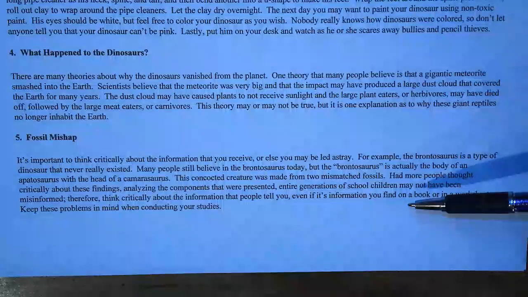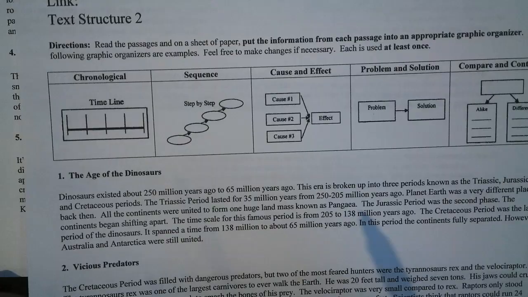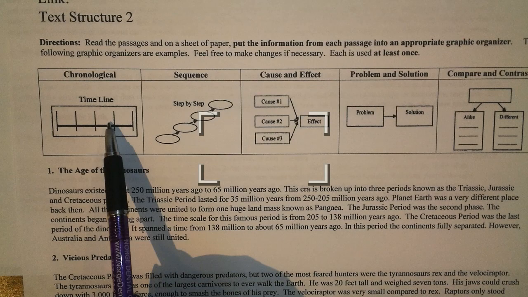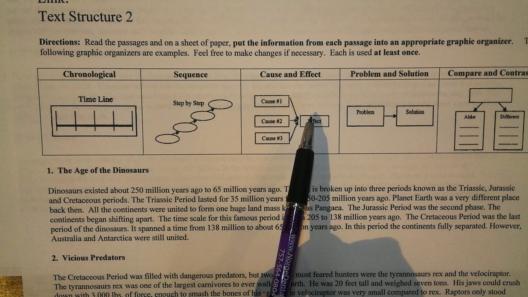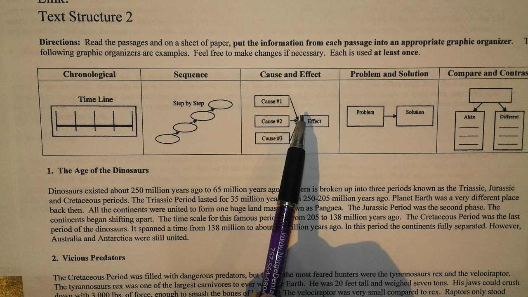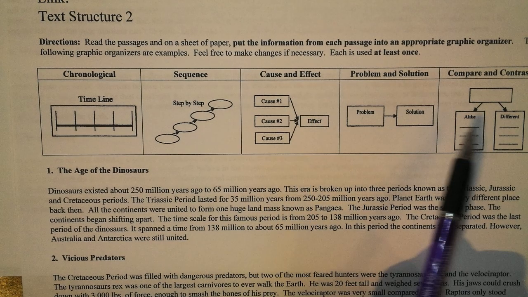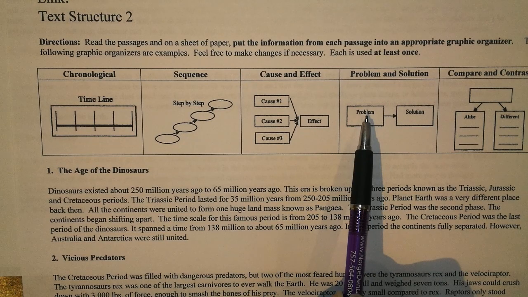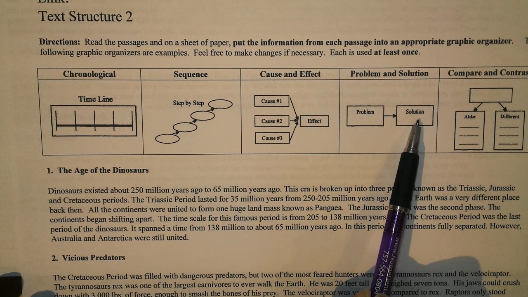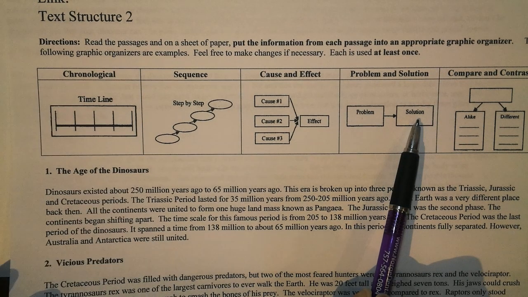Okay, so it's talking about them being mismatched. It's not chronological. It's not telling us step by step. It doesn't really say one thing led to another, although I could see where you might think that. It doesn't compare and contrast. It's a problem. Okay, the problem is not thinking critically, and the solution is to analyze everything and question everything. So this is a problem solution.